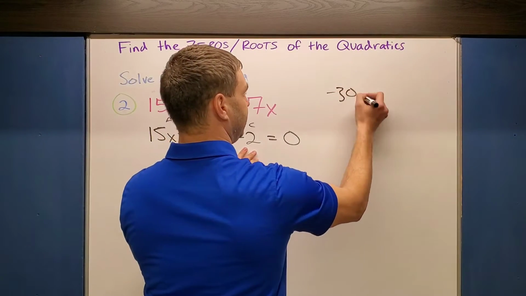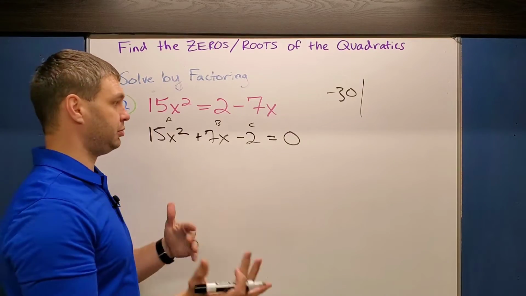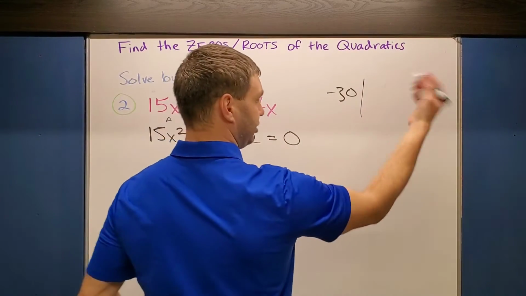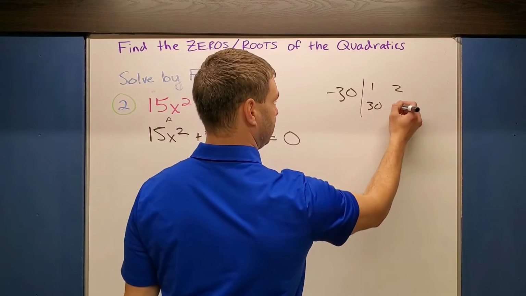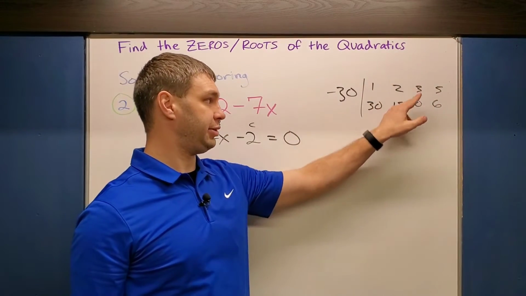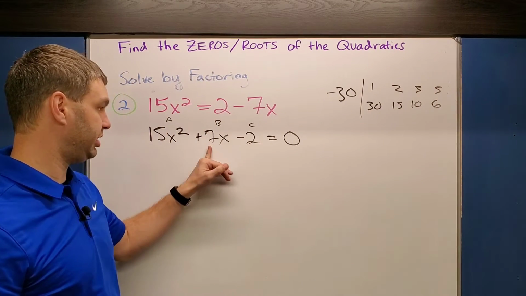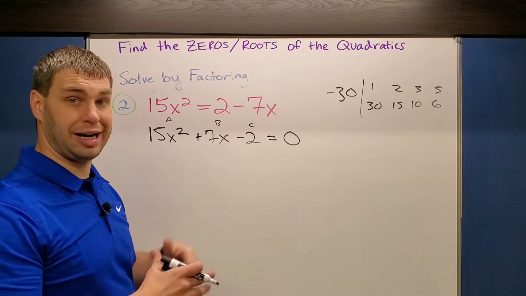And negative 30, if I have factors of that can add to be 7, either add or subtract to be 7. Again, I'll just write out all the factors here for you. Okay, so the factor pairs, I think, are 1 and 30, 2 and 15, 3 and 10, and then 5 and 6. And we're looking for ones that are either 7 apart from each other or add to be 7.